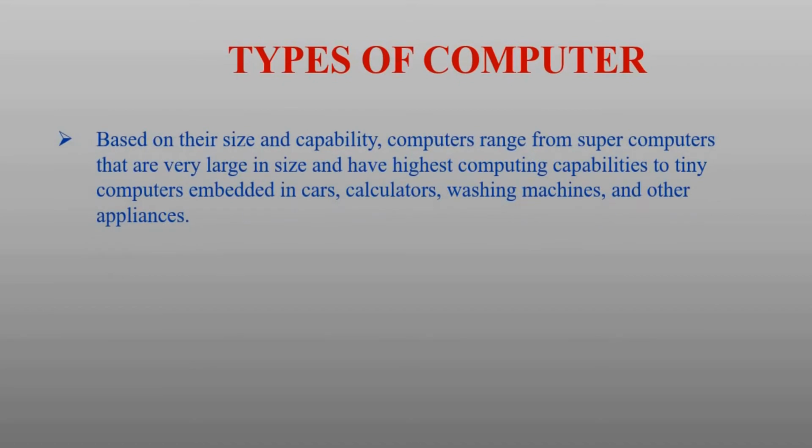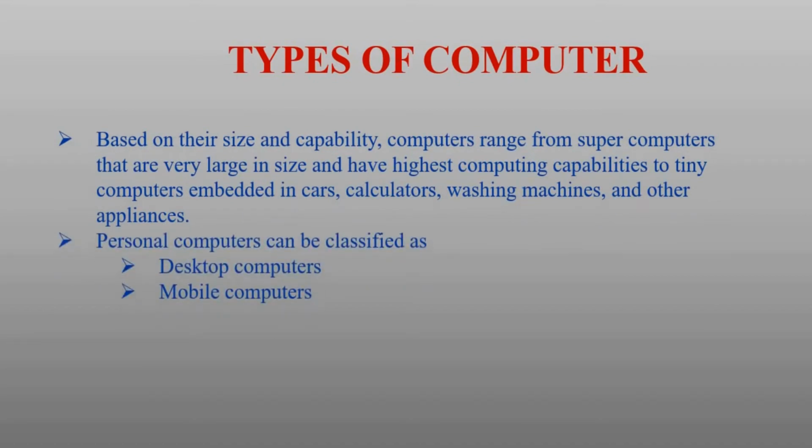A computer that is designed to be used by only one person is known as a personal computer. So if you are having a computer at your home which you can use for personal use, it can be called a personal computer, right? Such personal computers can be further classified into desktop and mobile computers, right?